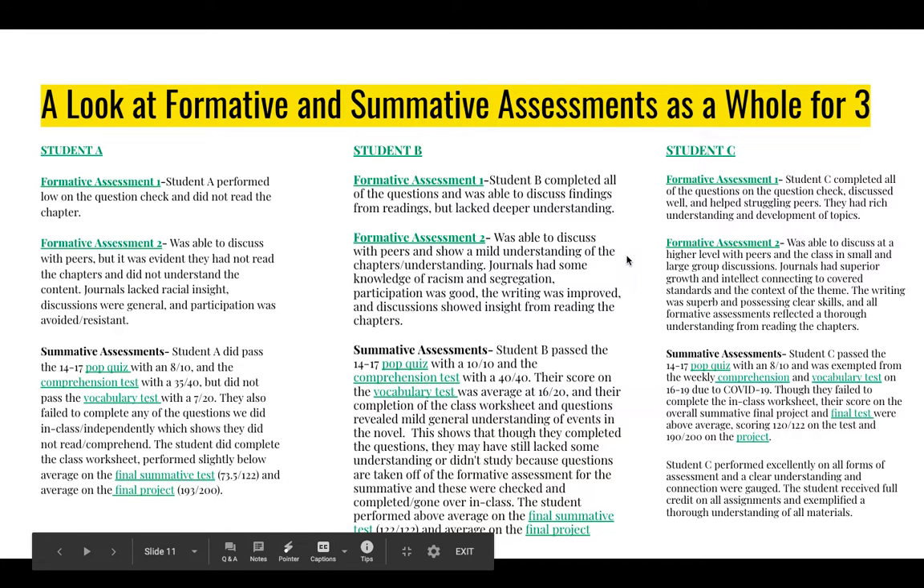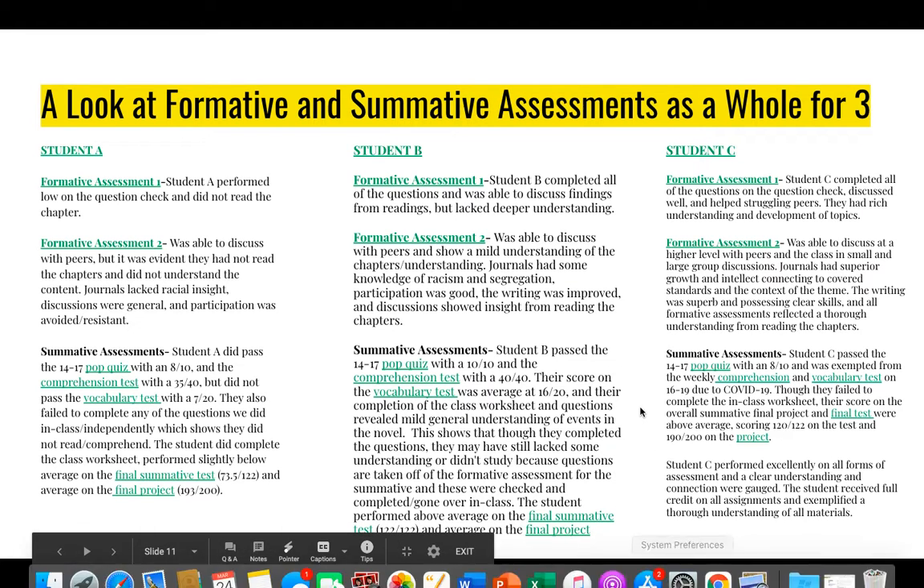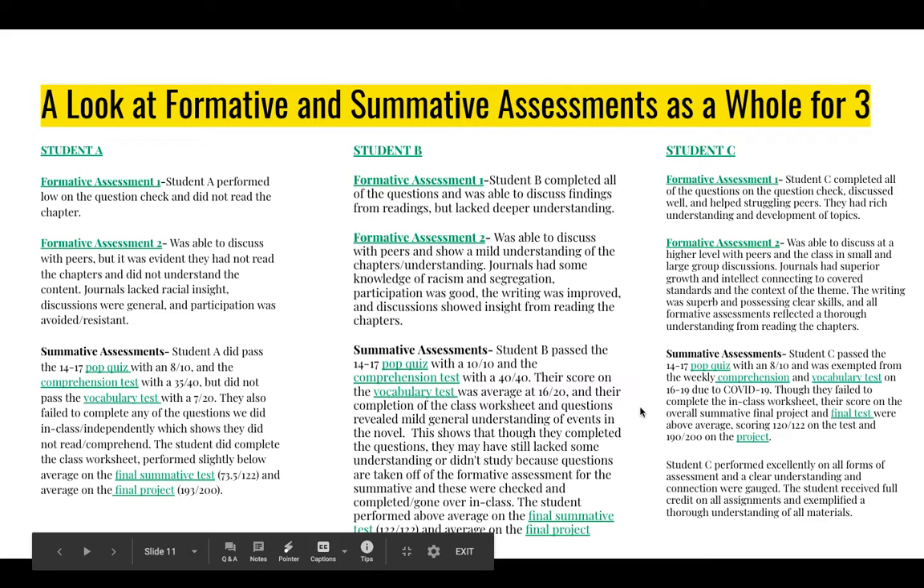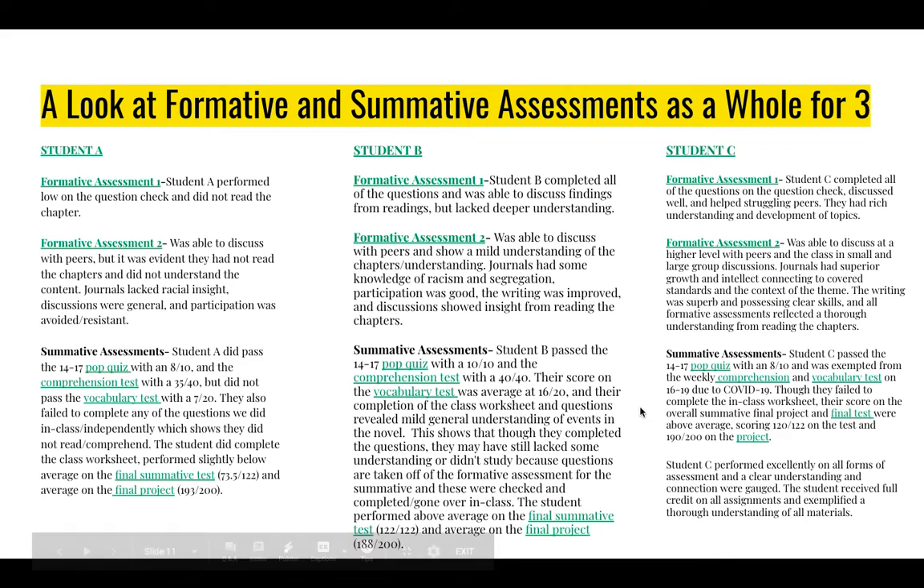They got 122 points. Their final project, as we can see, they got 188 out of 200. And then student C, we see that high, because remember, student A was low, student B mid, student C high. They did complete all the questions and the question check. They had really rich understanding, deep development of topics.